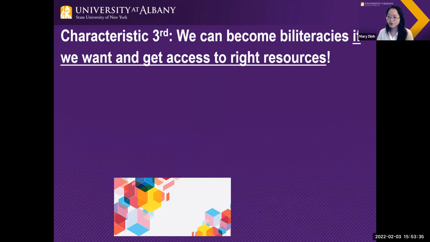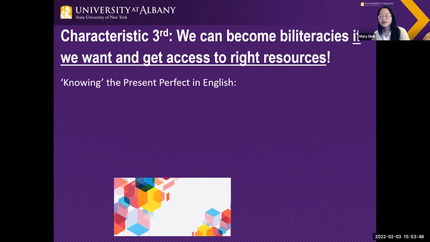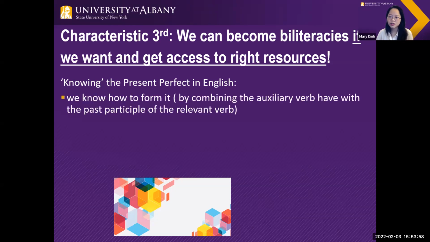So that leads us to characteristic 3. We can become biliterate if we want and get access to the right resources. Every international student who can enter a university in the US knows what present perfect is in English. They know English grammar. They have to meet the language proficiency requirement. It means that we international students know how to format.